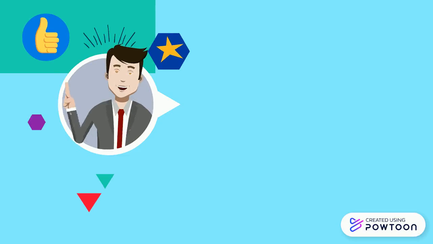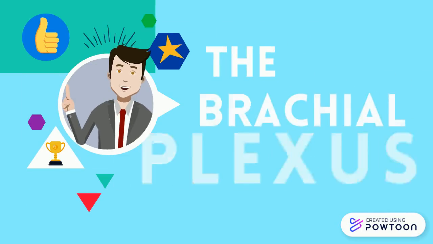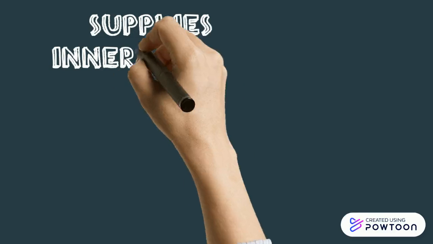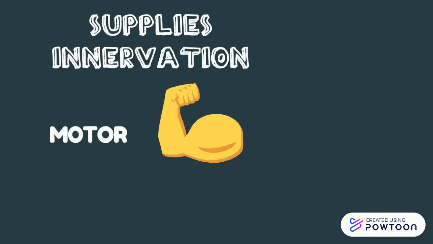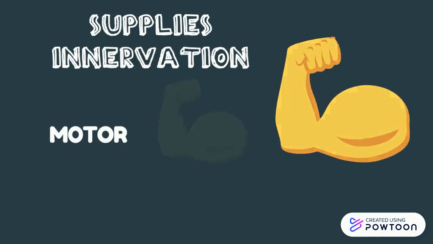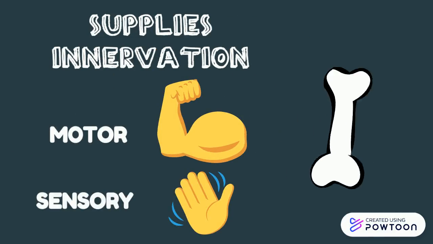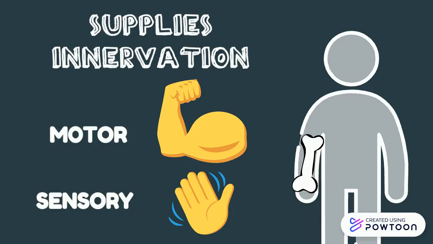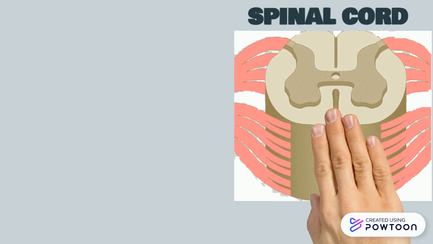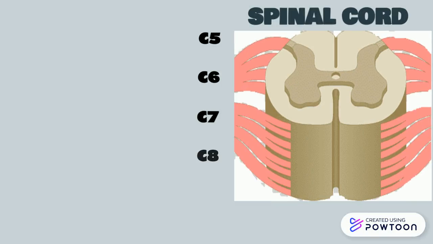In this video, we will discuss the typical anatomy of the brachial plexus. The brachial plexus supplies motor innervation to muscles of the shoulder, arm, forearm and hand. The brachial plexus also provides sensory innervation to the bones, skin, muscles and connective tissue of the shoulder and upper extremity. The brachial plexus contains motor and sensory fibers from spinal segments C5 to T1.